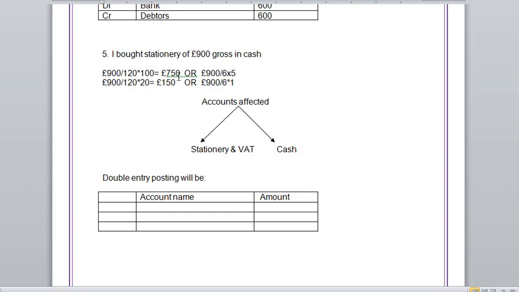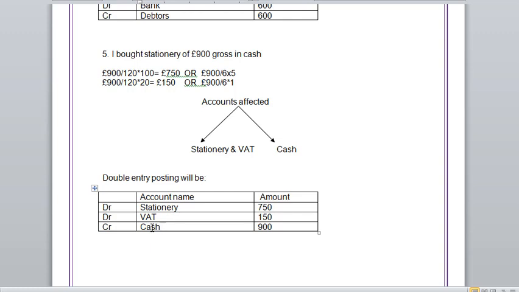So my net is £750 that I spent on stationery, which is an expense, and it is increasing. £750. The VAT, £150, will be affected as well, and that will be a debit. My expense is increasing and my cash account is reducing. The cash account is an asset in your hands, and the asset is reducing. The cash amount you are paying out is causing your cash balance to reduce. So I'm giving out money, my cash balance is reducing.